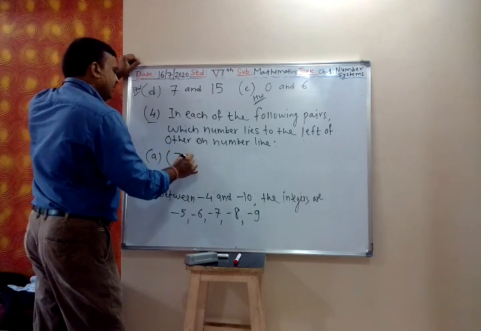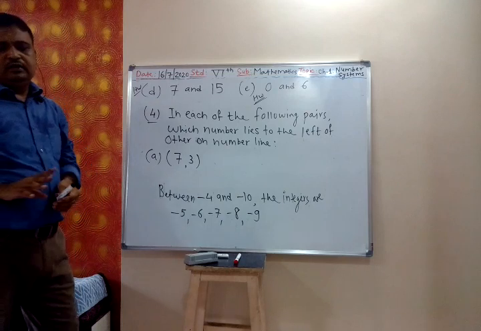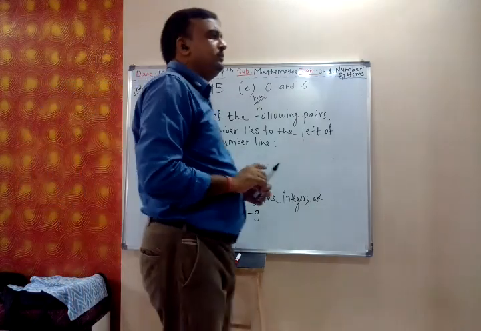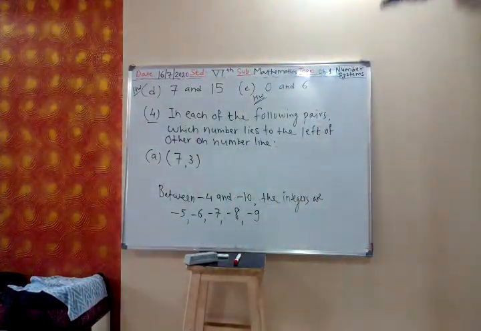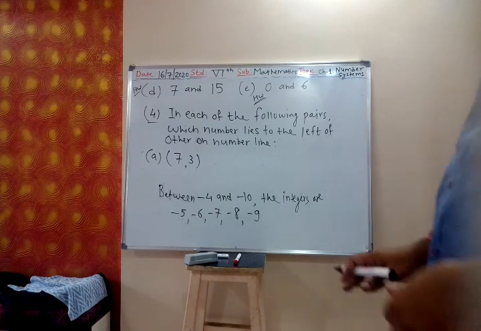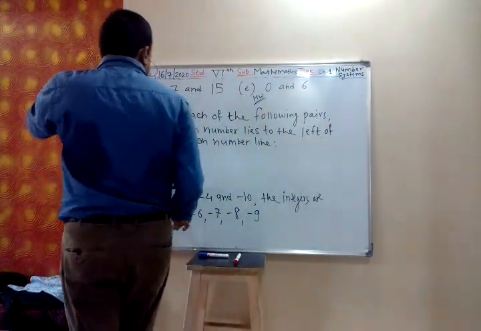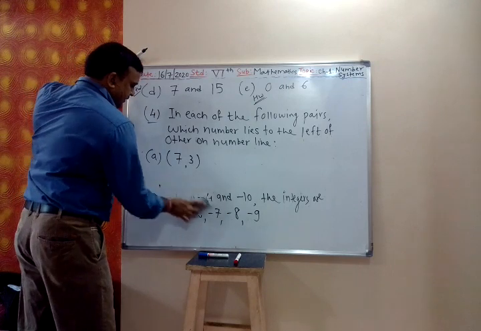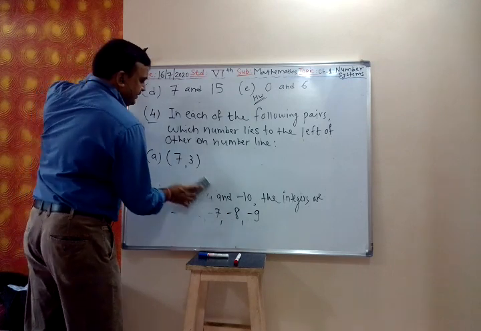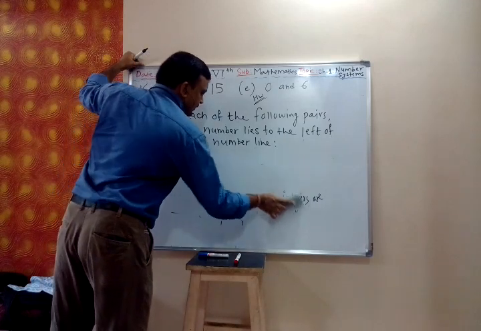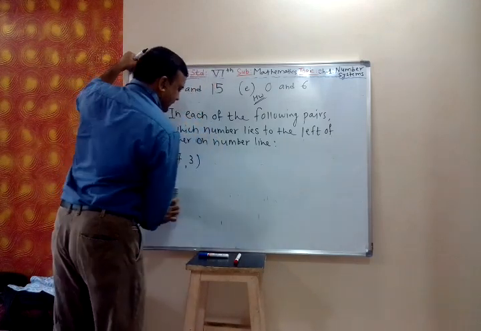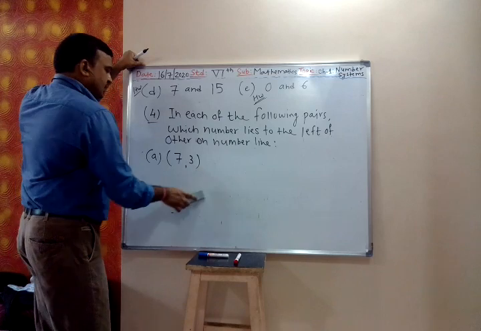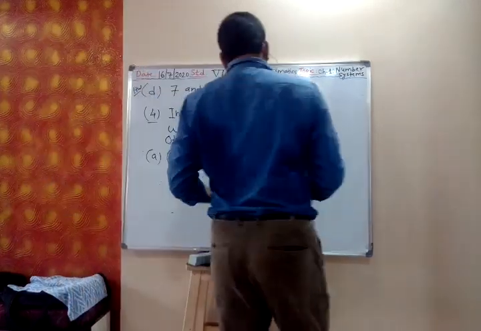Let A be 7, 3. Yes, it is very much clear, right? You are given a pair of numbers 7 and 3. Which number is on the left, that you have to find on the number line? Now 7 and 3, which number is on the left that we have to find?